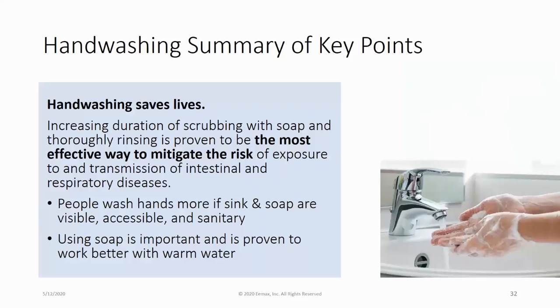Summary of the key points around hand washing: it can save lives. The most important thing to do is increase the duration of scrubbing with soap and rinsing thoroughly. People wash their hands more if the sink and soap are visible, accessible, and sanitary. Using soap is important and is proven to be more effective with warm water.